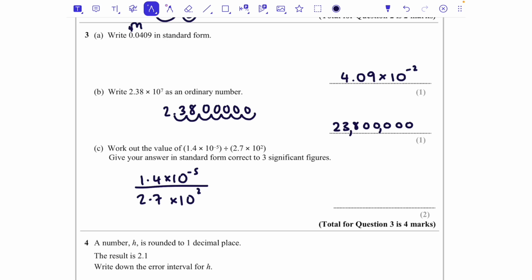So using my calculator, I'm typing that in, 2.7 times 10 to the power of 2, and that gives me an answer of 5.185185 times 10 to the power of minus 8. Now, my calculator has given that to me in standard form, but I do need to round it correct to 3 significant figures. So for significant figures, we are starting counting from the beginning of the number. So 5, and then 1, and then 8. And we check the next number. Because it's a 5, it rounds up. So my answer here is going to be 5.19 times 10 to the power of minus 8.